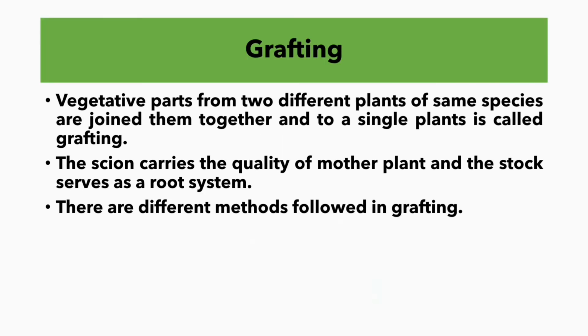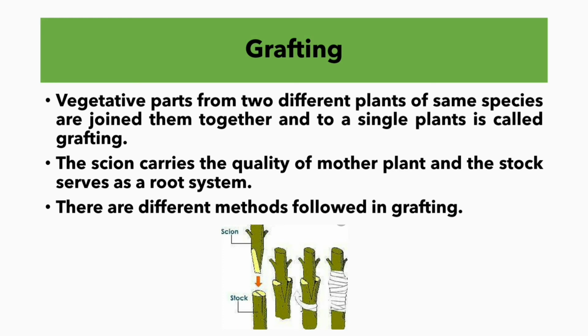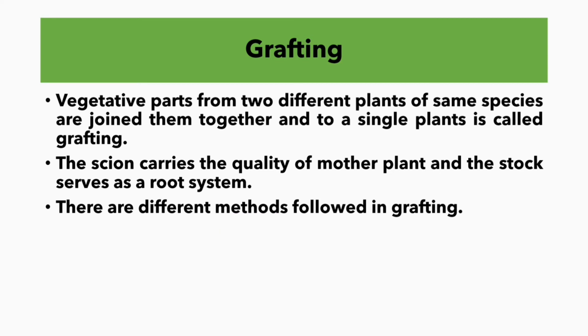Grafting. Joining vegetative parts from two different plants of the same species together into a single plant is called grafting. The scion carries the quality of the mother plant and the stalk serves as a root system. There are different methods followed in grafting. We can see them one by one.